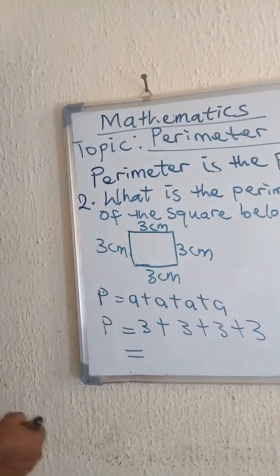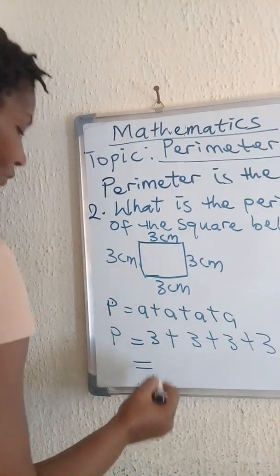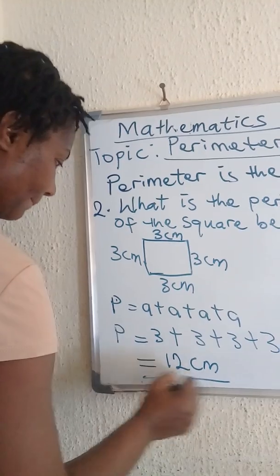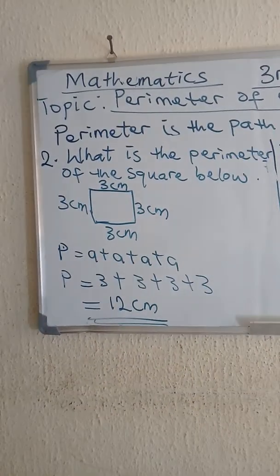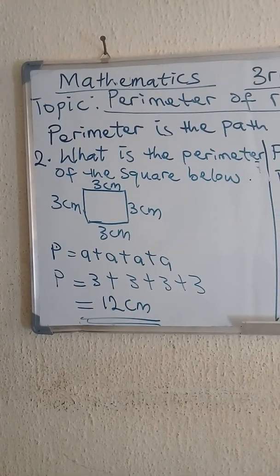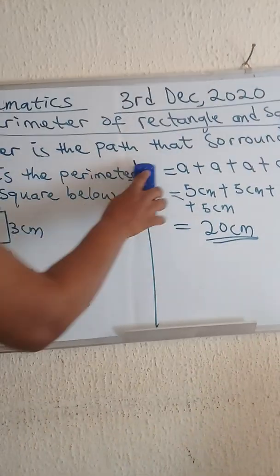This one plus this one will give you 6. 6 plus 3, 9. 9 plus 3, 12. So we have 12 cm. That is the perimeter of this square. Is that taken? Now let's go to perimeter of rectangle.